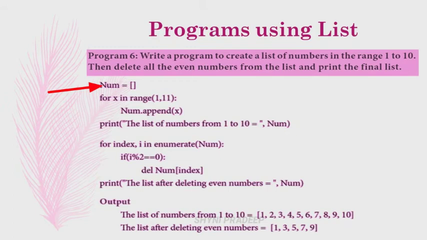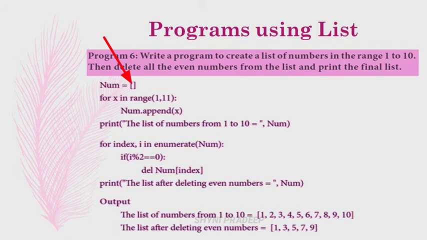Okay. And the next, see the print statement: the list of numbers from 1 to 10 is equal to num. Here you have to write the num value. Here, first we are taking value 1 and that value will be stored in the num list. Next take 2, that value will be added in the num list. Next take 3, that value will be added in the list. And we are taking up to 10. So 10 values will be added in the num list.